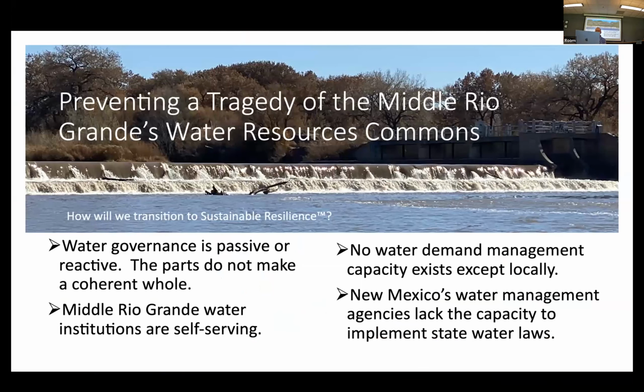How will we transition to sustainable resilience? I love that term. I had not thought of it before or heard it used. It's actually trademarked. I have your trademark notice there. But it's a perfect term for what we need in the Middle Valley. I think it's possible for us to be sustainable. It's crucial that we become more resilient and to do that in a sustainable manner.